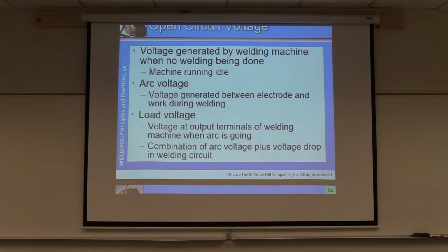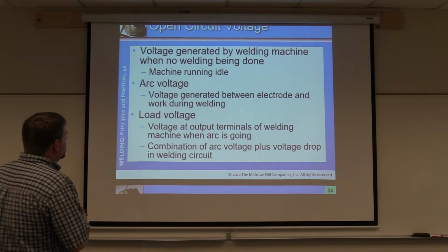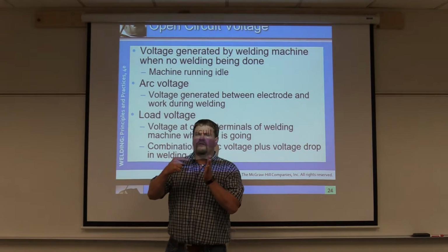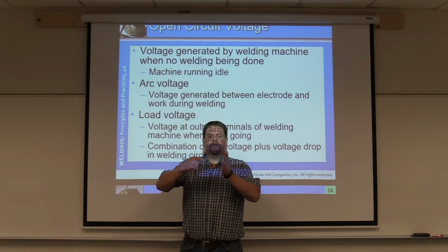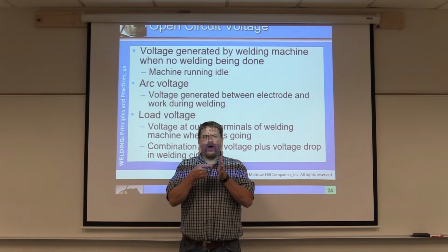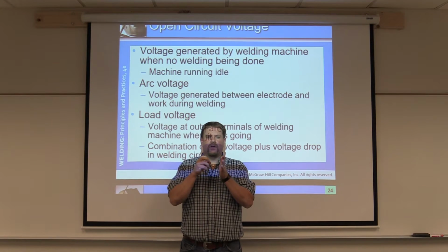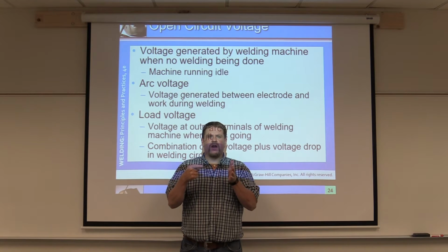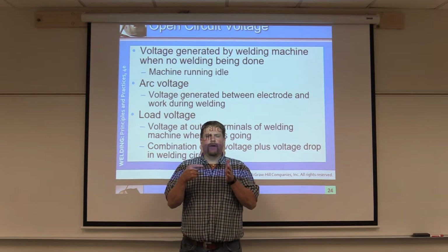Well, let's not worry too much about the arc length. Okay, so the open circuit voltage is what's going on. Say you're getting ready to weld, you're looking there, but you haven't quite struck the arc and got it to where the electricity will make that jump, okay? It's the amount of voltage. So say we're set at 120 volts, okay?